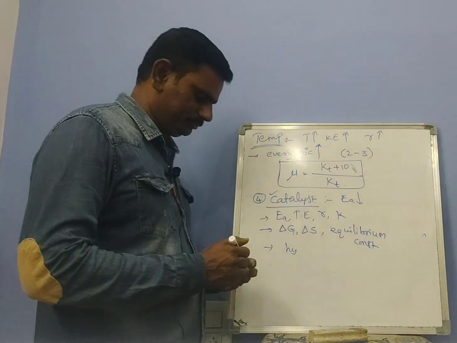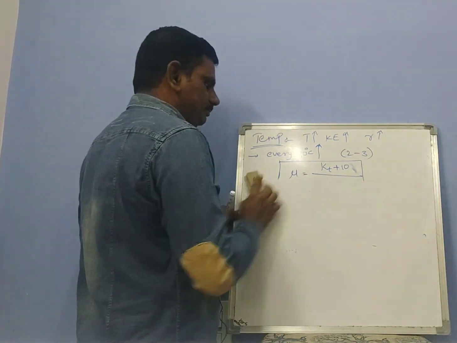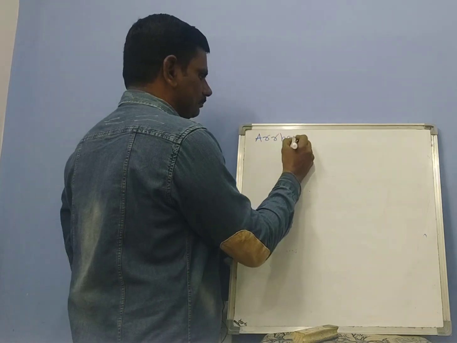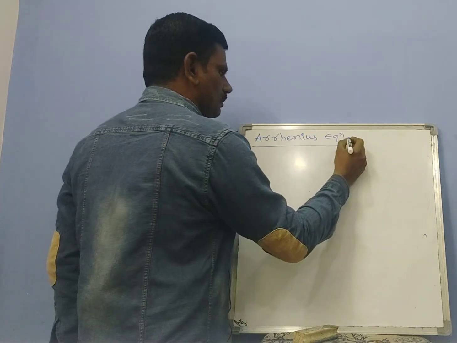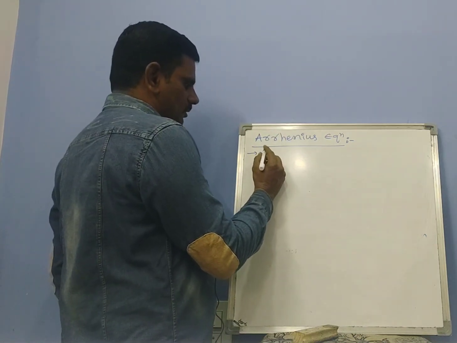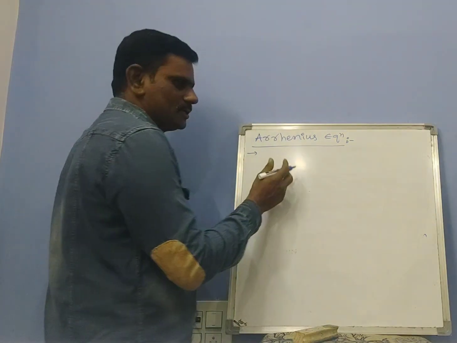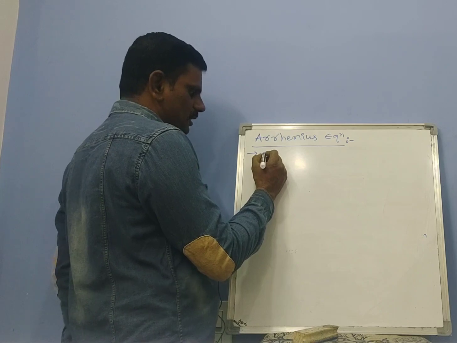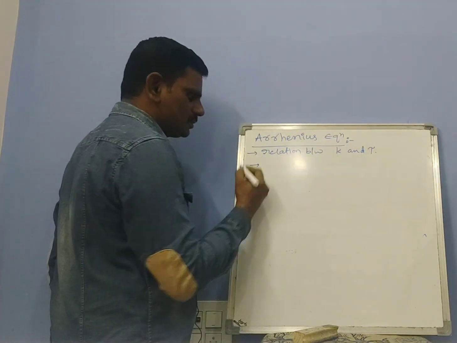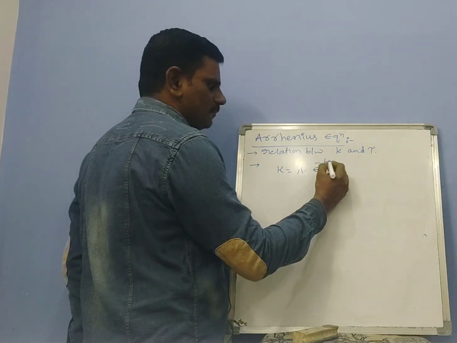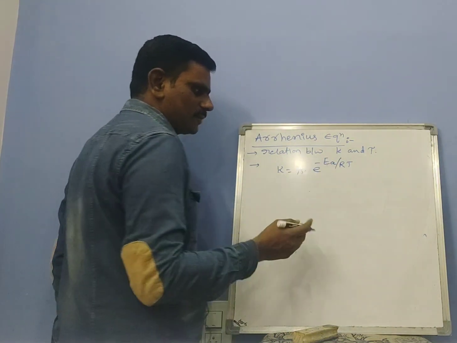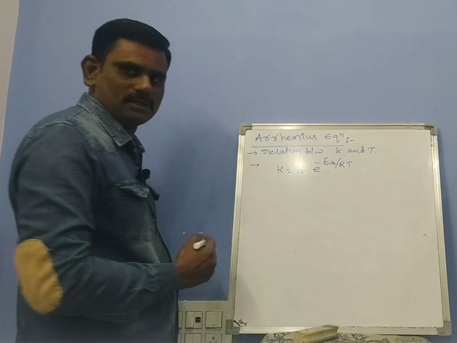Okay. Now, Arrhenius equation. What is Arrhenius equation? Arrhenius equation explains the dependency of rate constant on temperature. So it gives the relation between rate constant and temperature. Arrhenius proposed an equation, that is k = A e^(-Ea/RT). k is the rate constant, A is the frequency factor, Ea is what? Activation energy, R is the gas constant, and T is the absolute temperature.